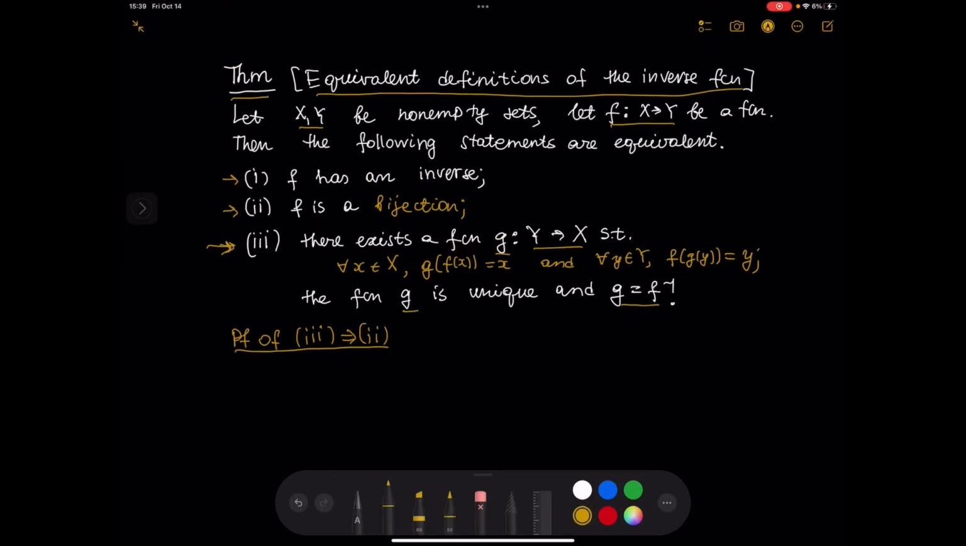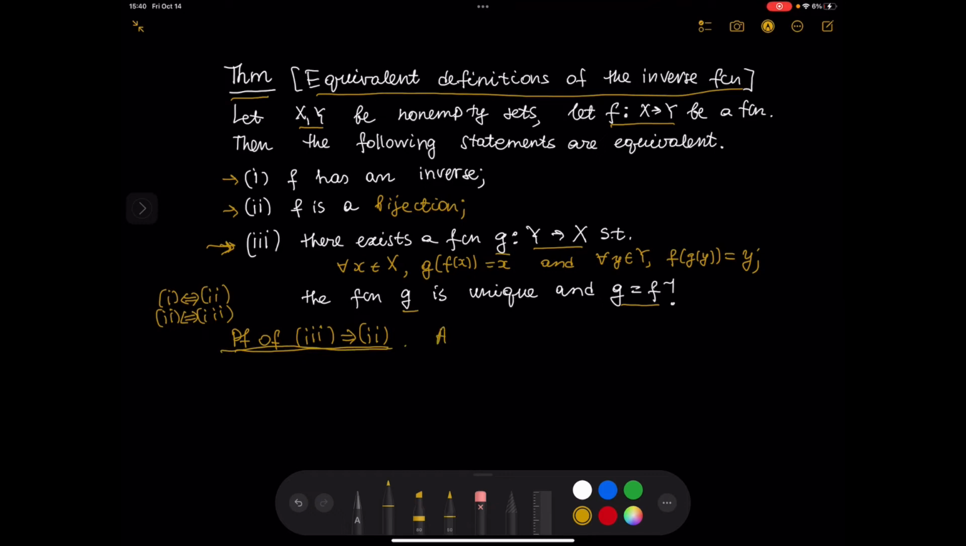So we are not going to prove the entire theorem. I'm just going to give you a hint that the best way to prove this theorem is to show that I is equivalent to II, and it follows directly from the definition. So its proof is very straightforward, and then we can show that II is equivalent to III. So we are going to prove that III implies II.